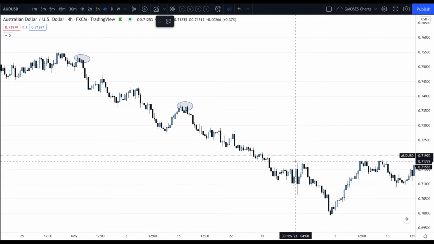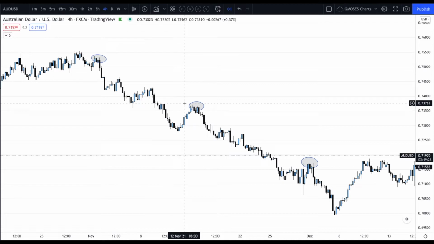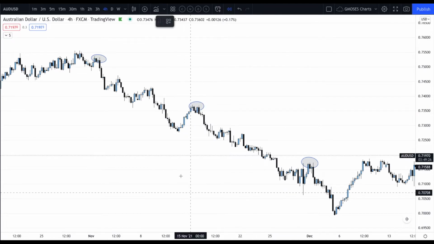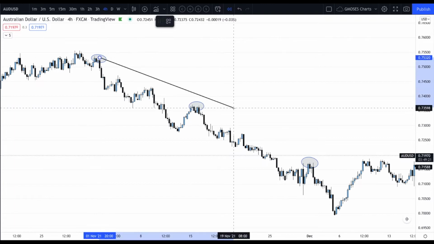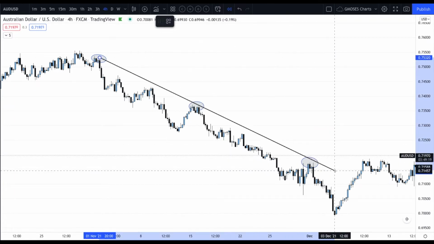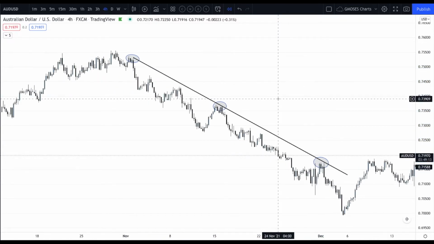We have another possibly here. So these outermost peaks and valleys will be the points in which we will actually draw our trend lines. So we want to take this wick and look at the outermost parts within the market to connect and actually form our trend lines.